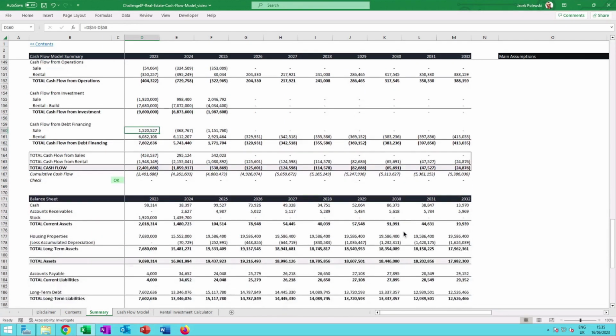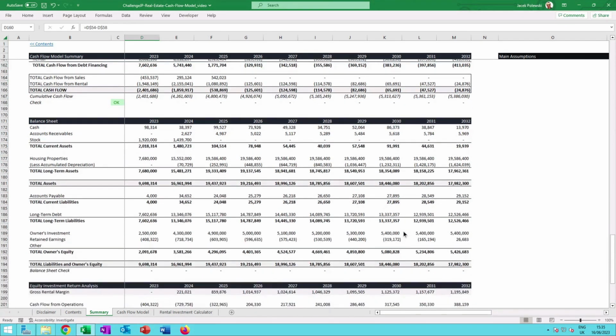Okay, now that leads you to your balance sheet. So as I mentioned, because it's a real estate model, you will see that your assets will be quite a substantial part of the balance sheet. And you'll see here, for example, where I list the stock, this is the value of the properties that are built for sale. And then you see there are housing properties. So those will be your long-term assets, and their value is then offset by depreciation.